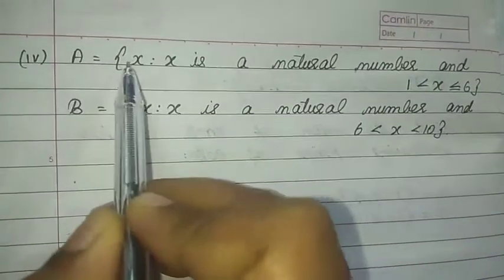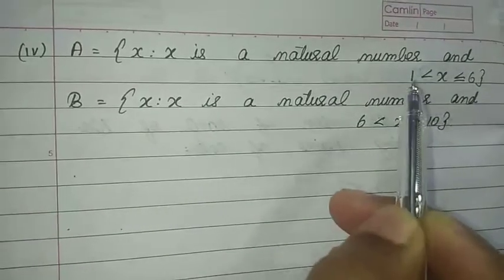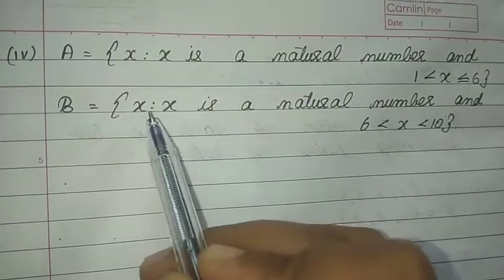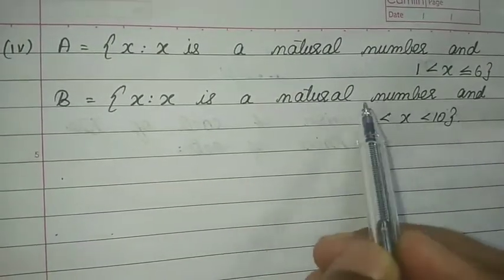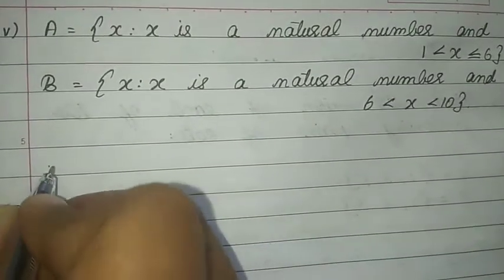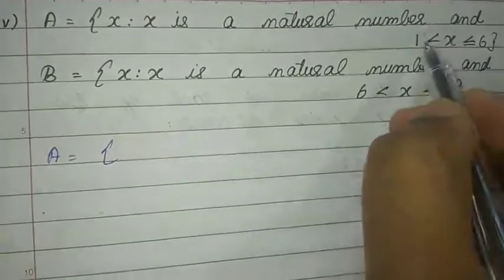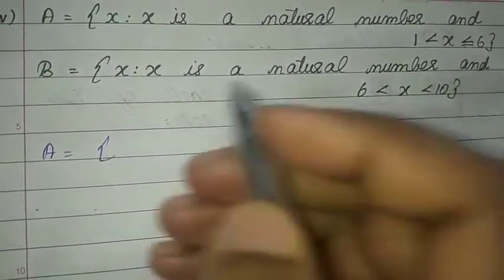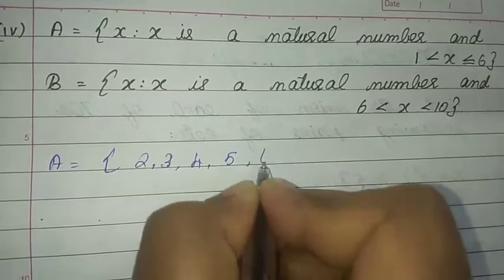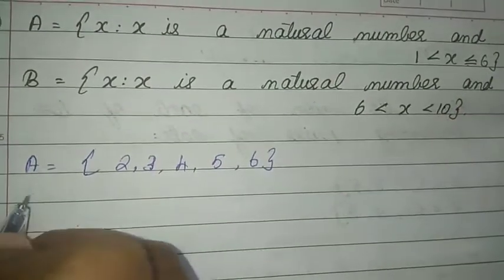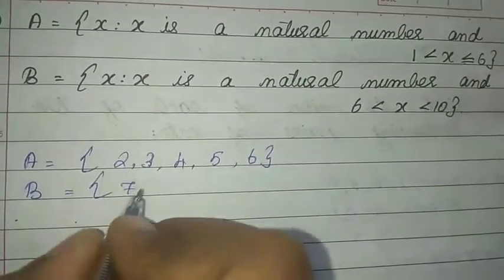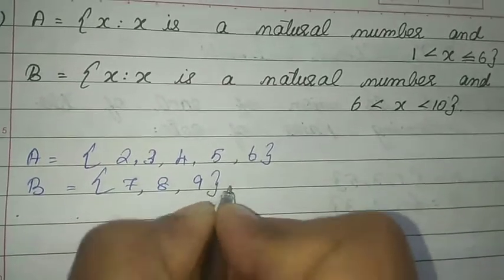Subdivision 4, A is equal to {x such that x is a natural number and 1 less than x less than or equal to 6}. B is equal to {x such that x is a natural number and 6 less than x less than 10}. So now we will write it in the roster form. So A is equal to, since it is an open closed interval, 1 will not be included. So 2, 3, 4, 5 and 6, since here it is closed. Okay, so B is equal to 7. Since this is open interval, it is 7, 8 and 9.